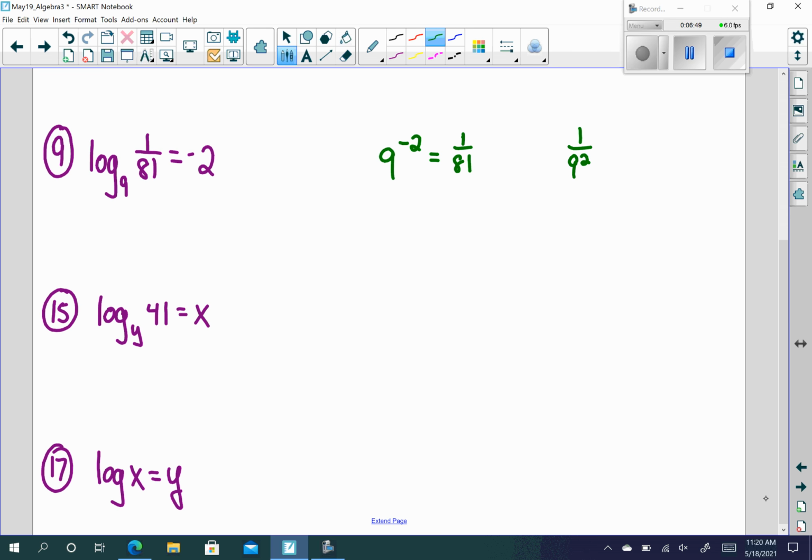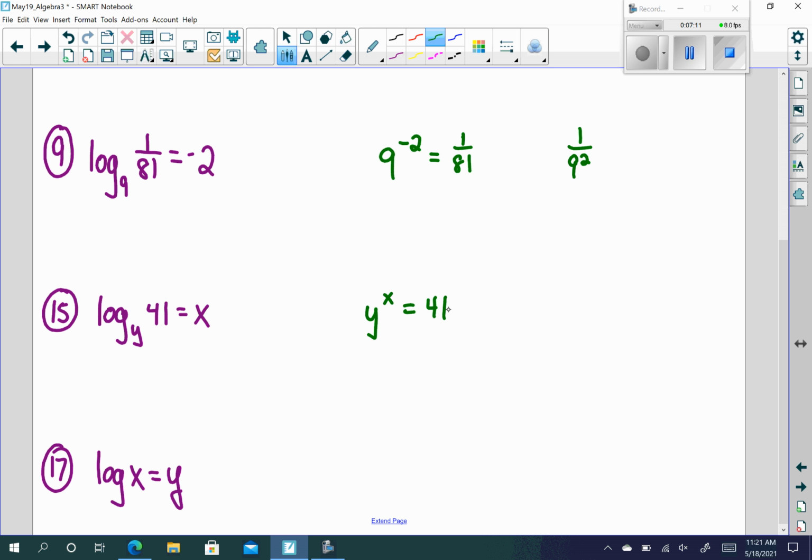Let's take a look at number 15. I have some variables here, but the process is the same. Again, if you want to try rewriting this on your own, you can. All right, so our base here is the y, our exponent is the x, and the answer is 41. And there's no way to really check this or make sense of it because we don't have actual numbers to show here.